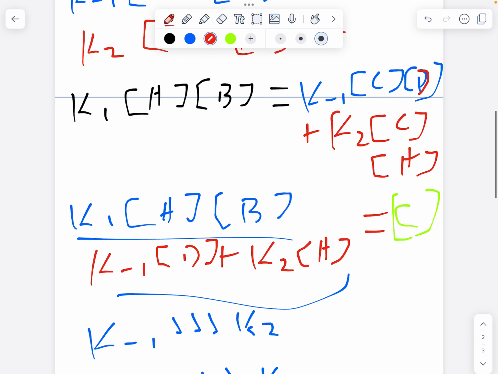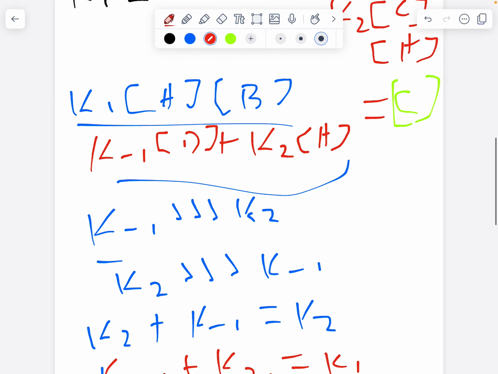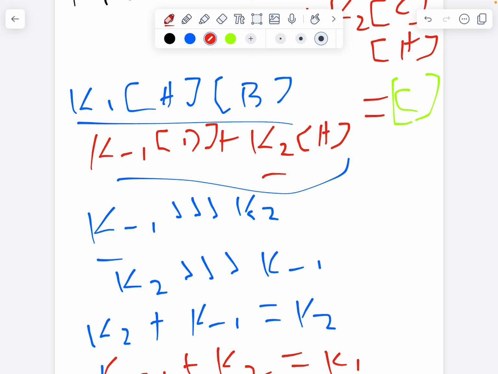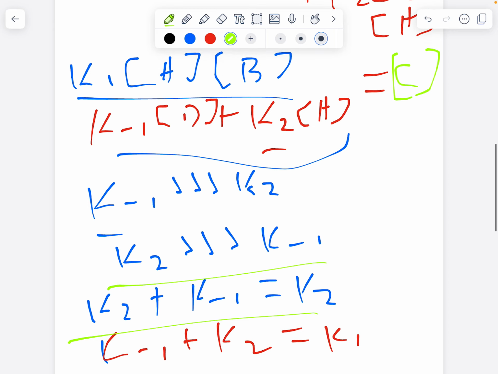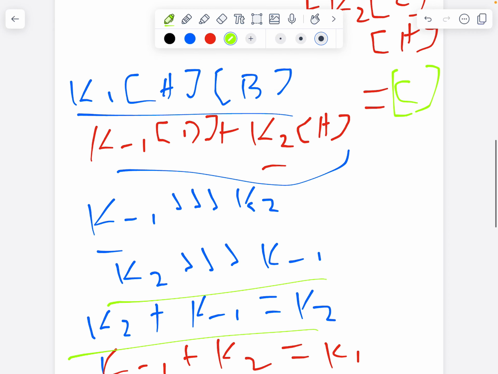So is there one approximation that would eliminate the A? Let's say k2 were much greater than k minus 1. That would mean k2 plus k minus 1 would be equal to k2. So then, based on that logic, all of the k minus 1 term would disappear, because if k2 were much greater than k minus 1, then k2 plus k minus 1 would be equal to k2. So then this whole thing would cancel out. Sorry, this A would cancel out.